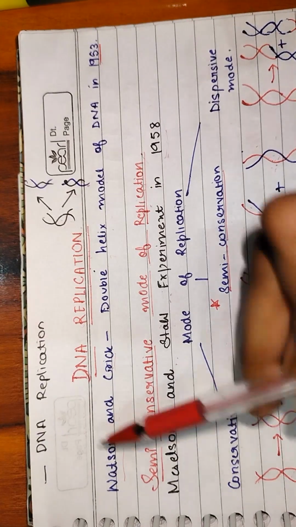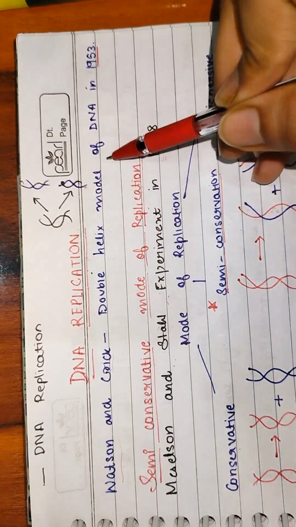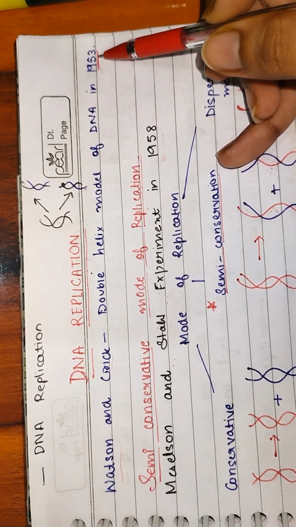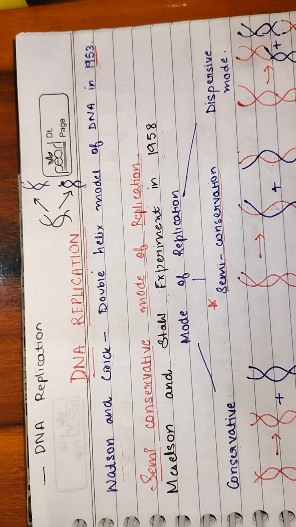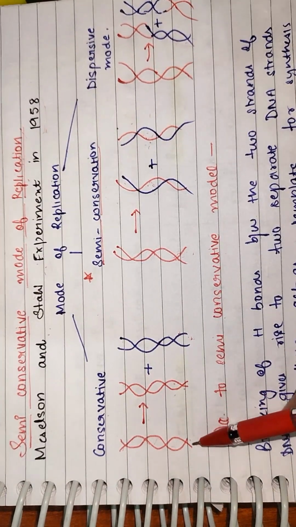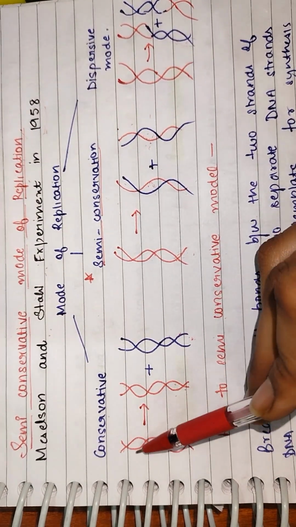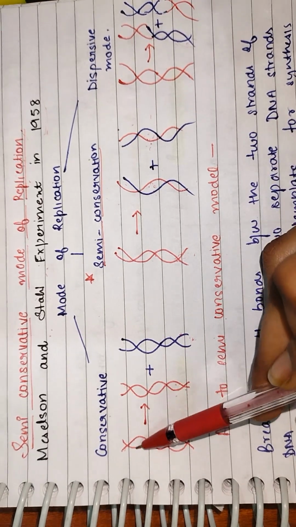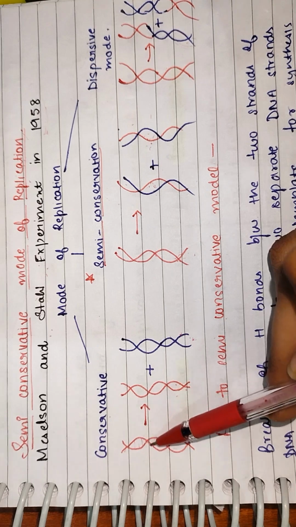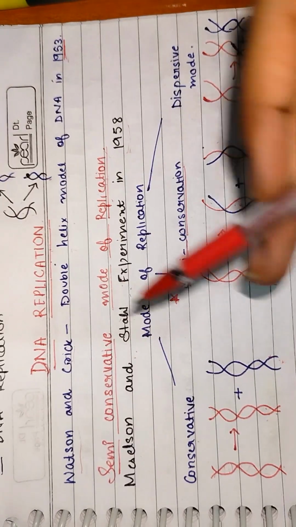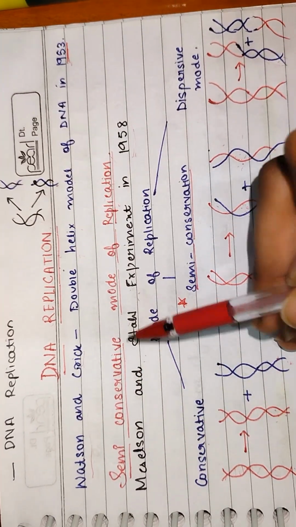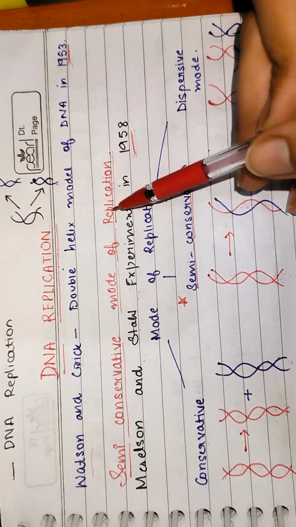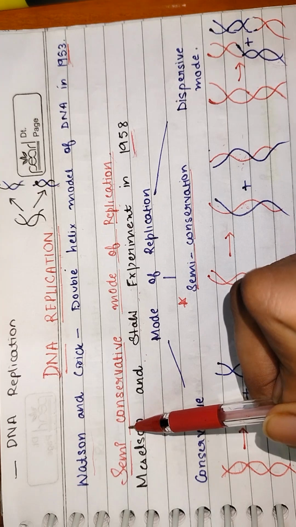Now, Watson and Crick gave the double helix model of DNA in the year 1953, in which they described the structure of DNA: that it is a double-stranded molecule composed of sugar, phosphate and nitrogenous bases. The two strands are connected to each other with the help of hydrogen bonding. After that, the Meselson and Stahl experiment in 1958 proved that the mode of replication of DNA is semi-conservative in nature.